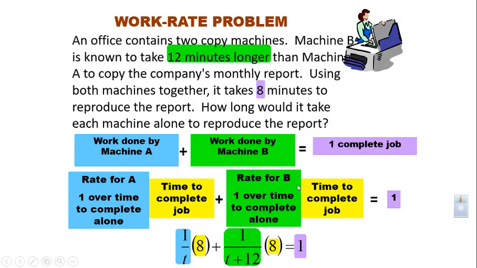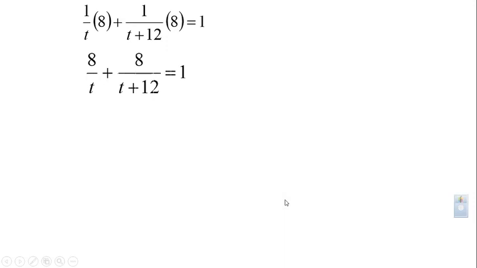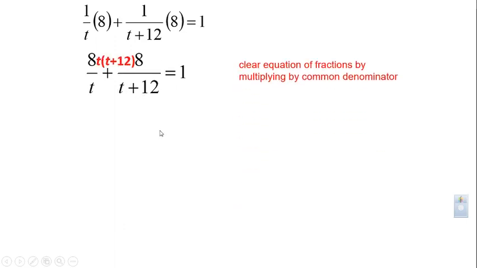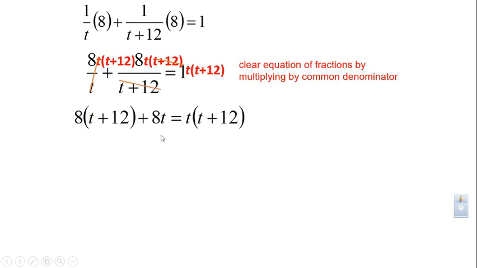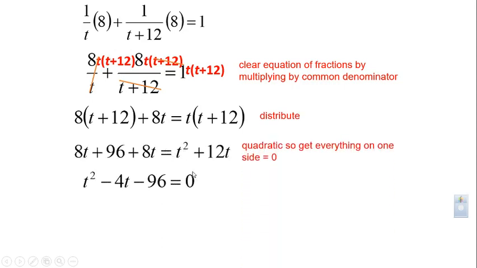Now, once we do that, we have an equation here that we can solve very easily. We just multiply by the common denominator both sides. And once we multiply both sides by the common denominator and simplify, we end up with a nice equation here, which when we distribute and combine like terms, we end up with a quadratic equation, which we can now solve by one of the quadratic methods.